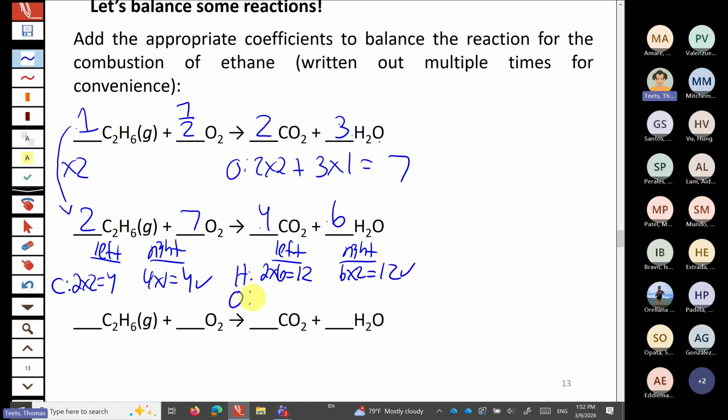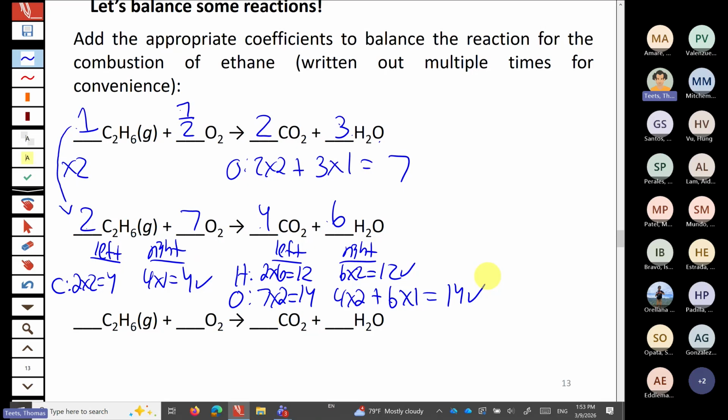And then oxygen, which is the trickier one because it appears in more places, but on the left side, we had 7 O2s, each with 2 oxygen atoms, so a total of 14 oxygens on the left. On the right, we have 4 CO2s that have 2 each. And we have 6 waters that have 1 each. So 4 times 2 plus 6 times 1 is also 14.